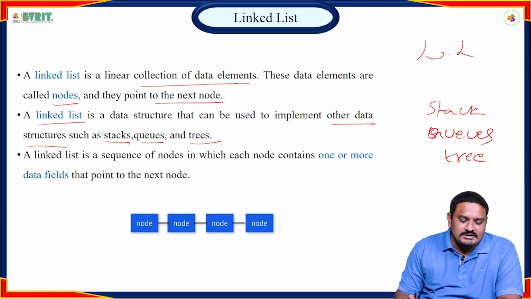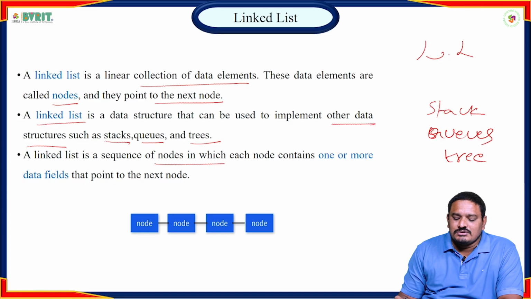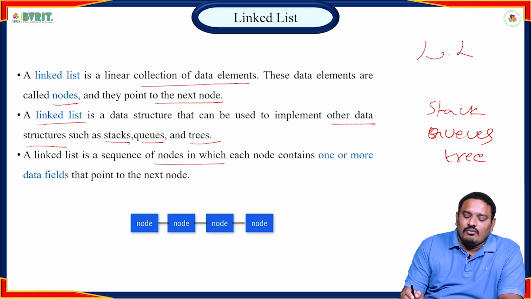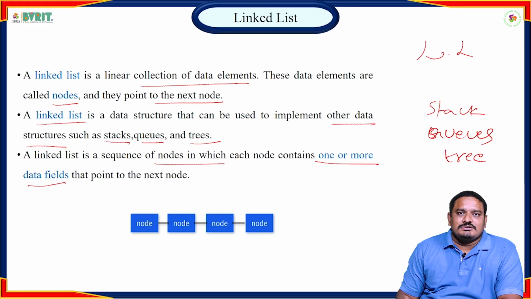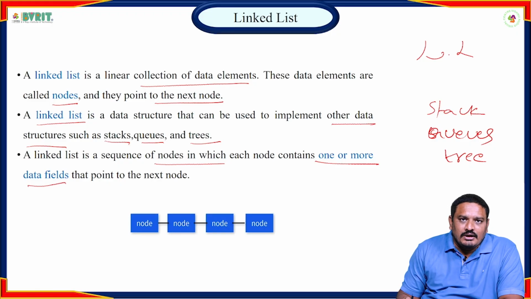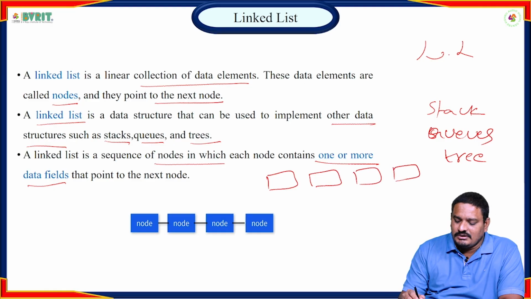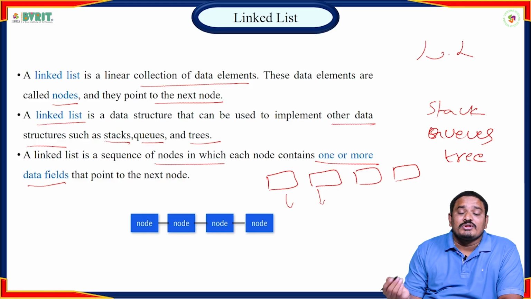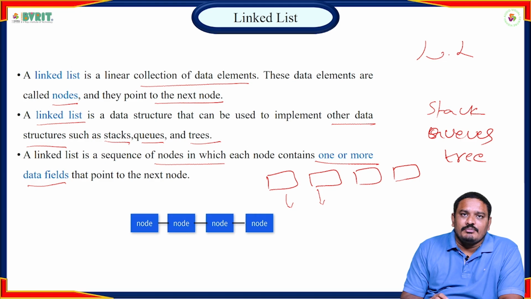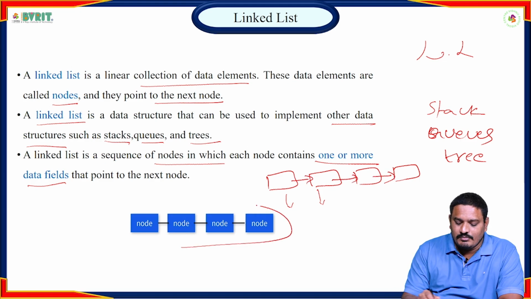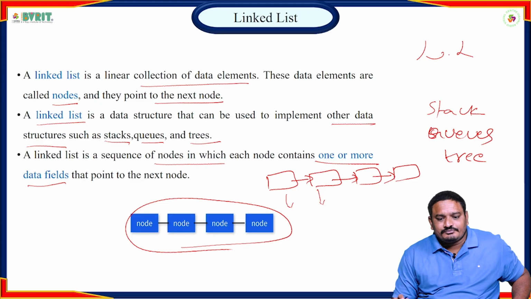The linked list is a sequence of nodes which can contain one or more data fields. The linked list is a sequence of nodes, either one node or more than one node. Each node is connected to another node. This is an example of a linked list.